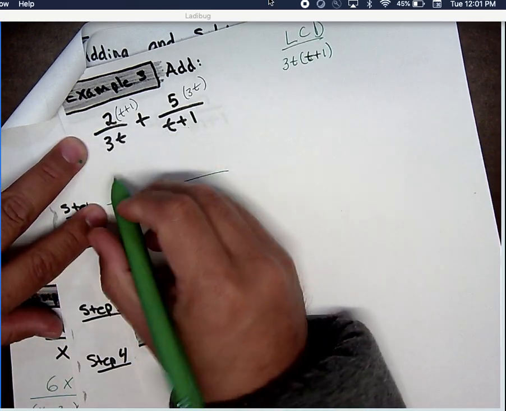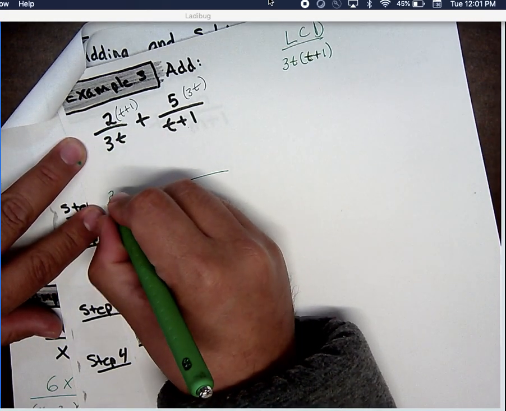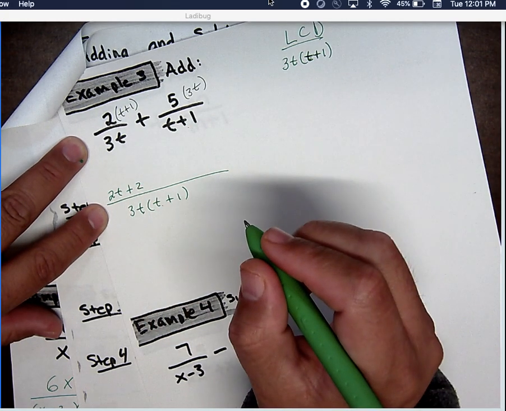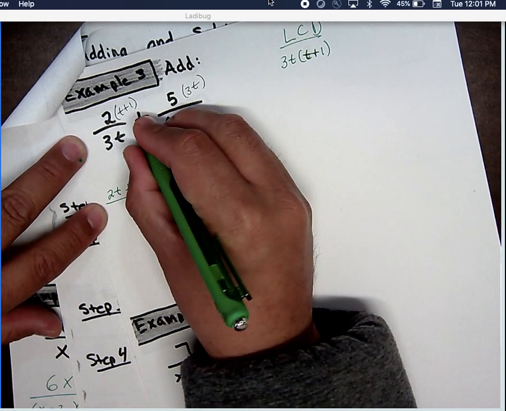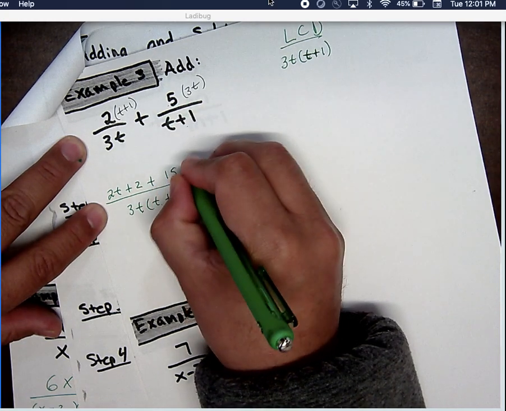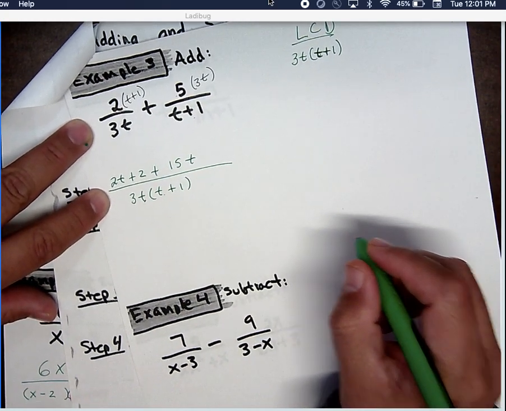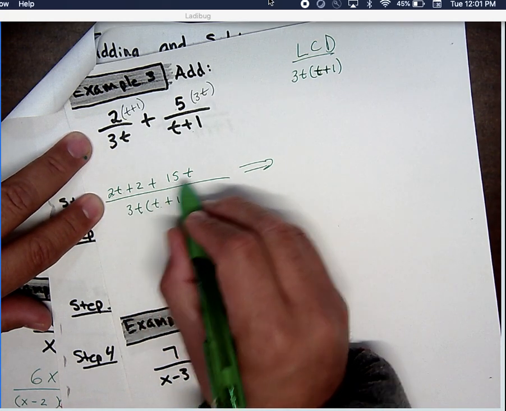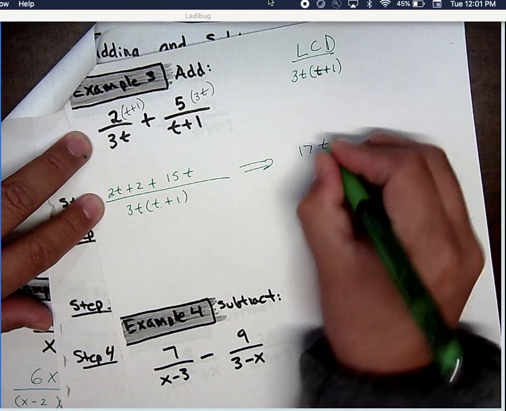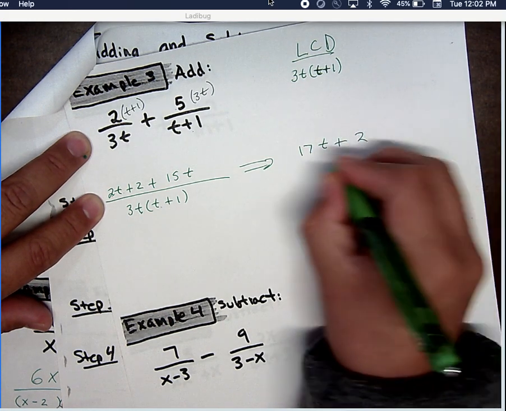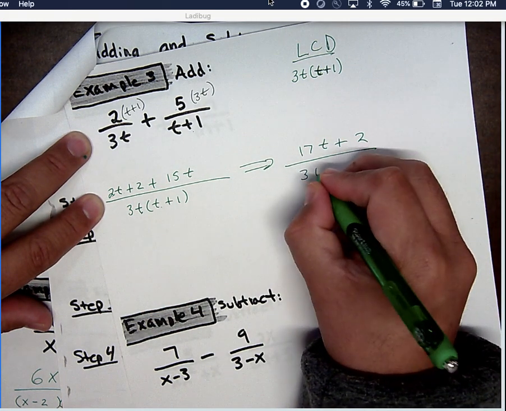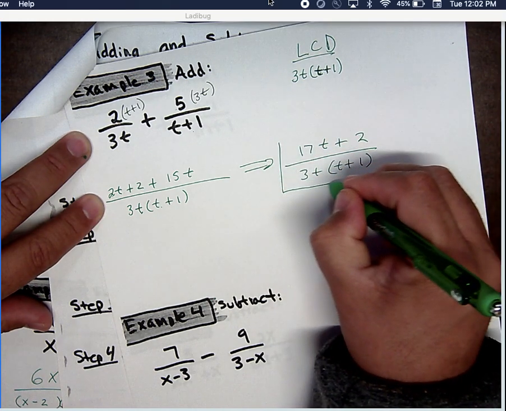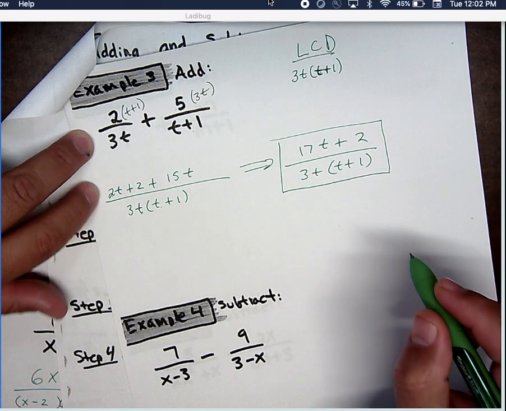Then write it here now. 2 times t is 2t, 2 times 1 is plus 2, and then plus 5 times 3t is 15t. Okay, so that equals 2t plus 15t is 17t plus 2 over 3t times t plus 1. And that's your answer. You can't simplify it.